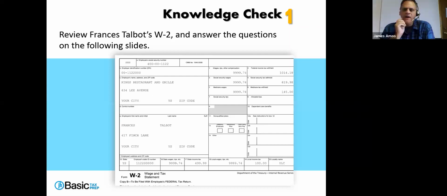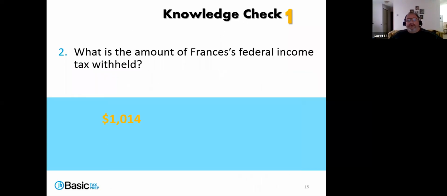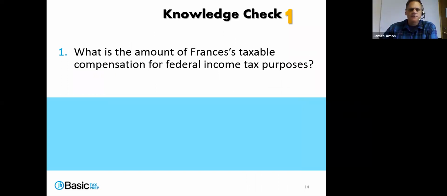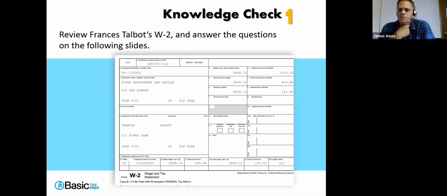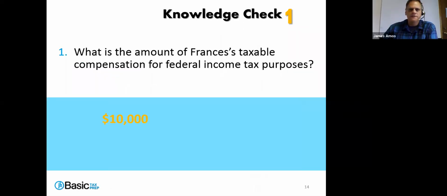It's $1,014.18. And how would that be reported? Actually, what amount would actually be reported? 1,014. That's exactly right. Perfect. Okay. And what is the amount of state income tax that was withheld? Who wants to answer this one? Sheila or Lisa? Who wants to jump in and do this one? $500. Thank you, Lisa.